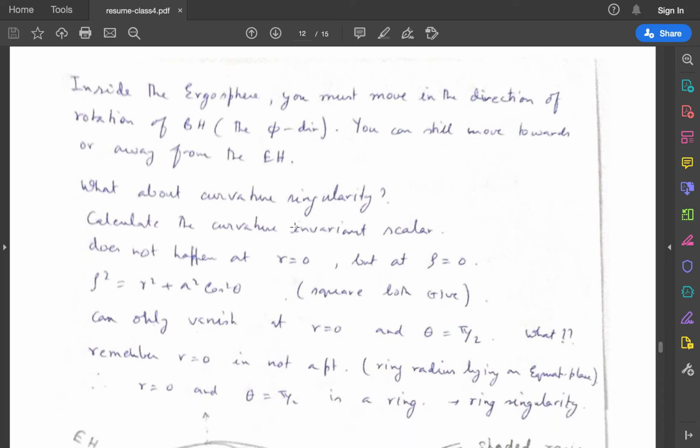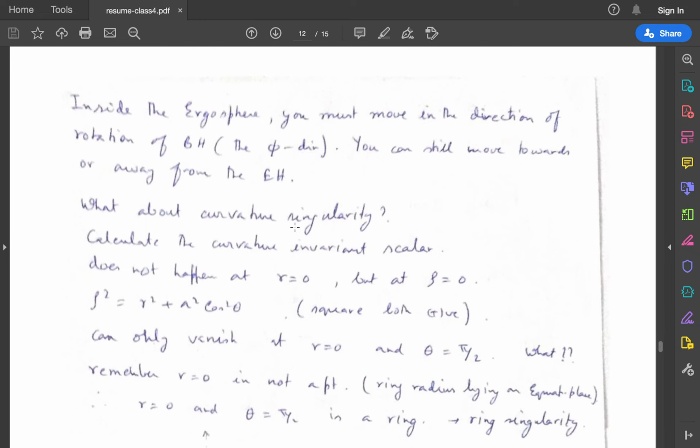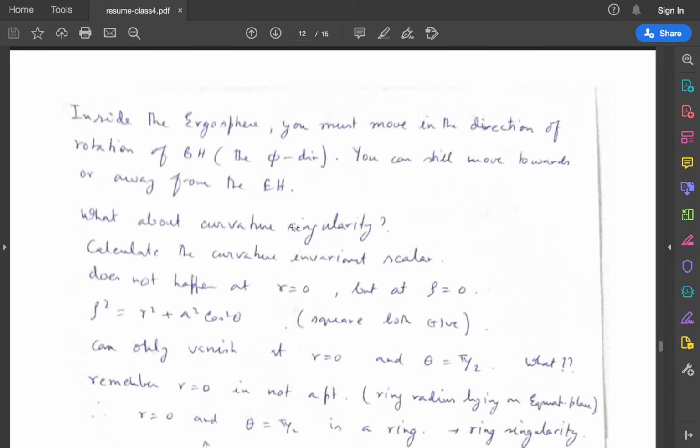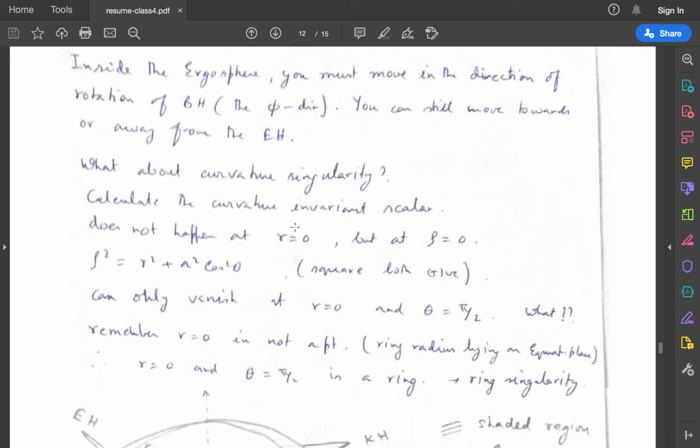However, what about the curvature singularity? We have got these two types of horizons and singularities. Okay, coordinate singularities. However, what about the curvature singularity? Remember, the curvature singularity will happen not at r equal to 0. You can find this curvature invariant scalar, and if you calculate that, it doesn't blow up at r equal to 0, but it blows up at rho equal to 0.